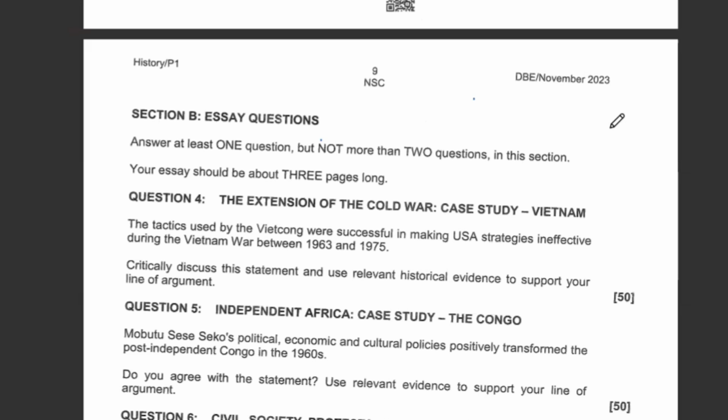It cannot be supported by historical facts. So in this instance, we are adopting a line of argument which is approving that particular statement. So we are in line with the fact that the tactics used by the Viet Cong were successful in making USA strategies ineffective during the Vietnam War of 1963 to 1975.